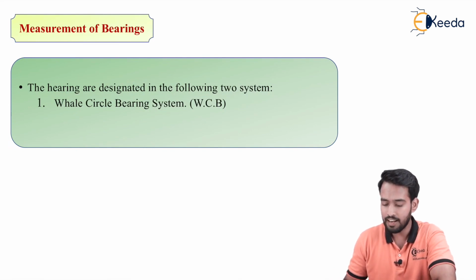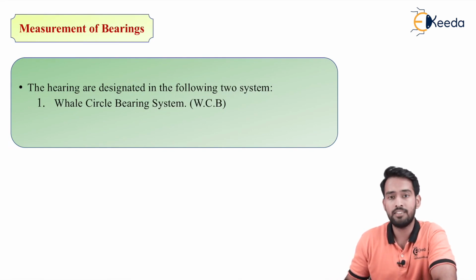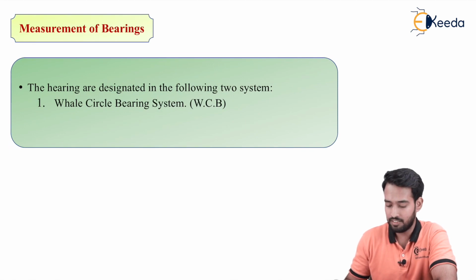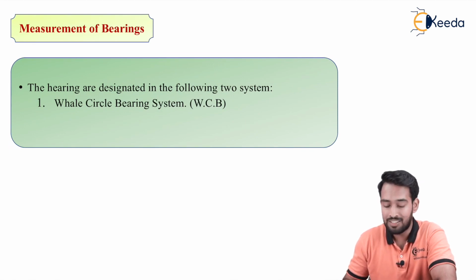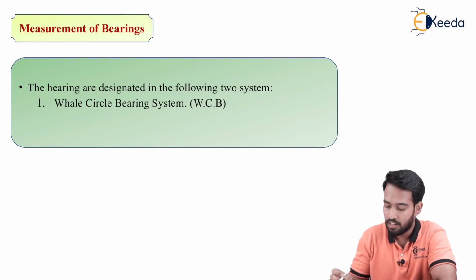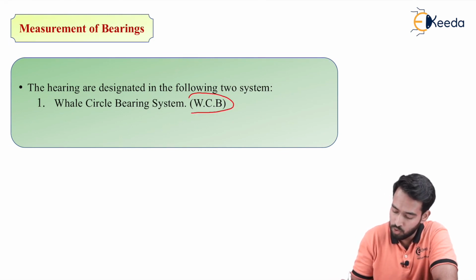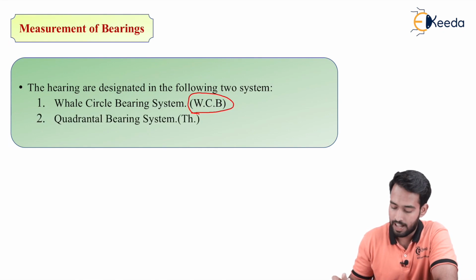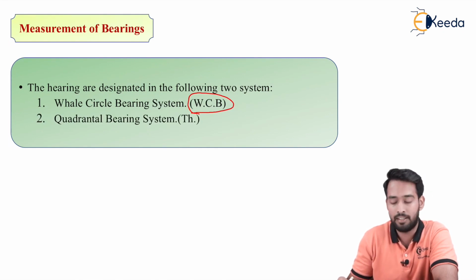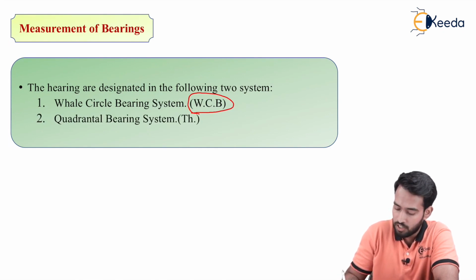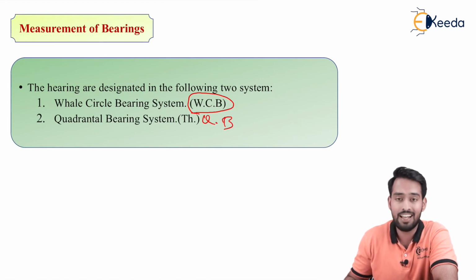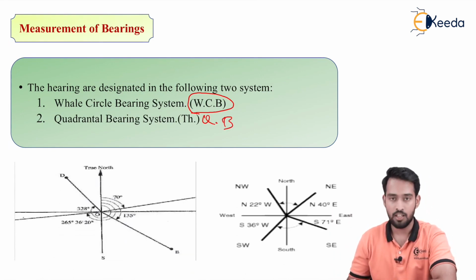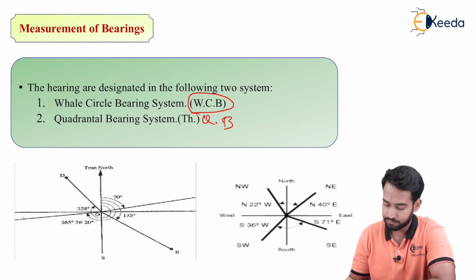So there are two types of bearings. First is your whole circle bearing. The system of bearing is known as whole circle bearing. The short form is WCB. And second is your quadrantal bearing. The short form is your QB. We can write it as QB. So in this figure, here we can see.